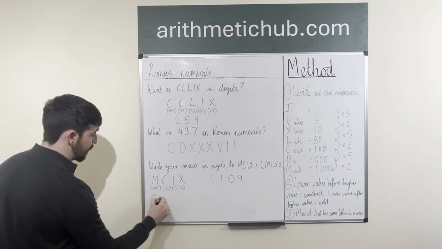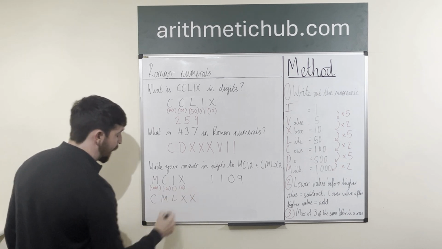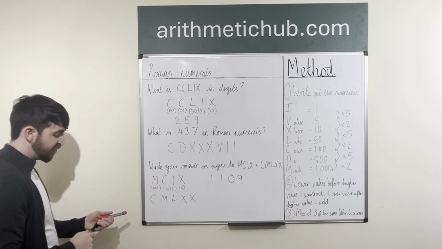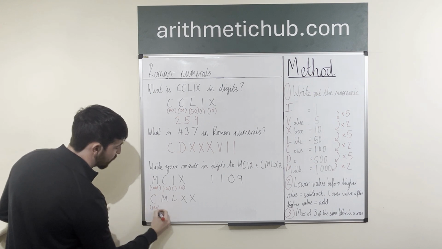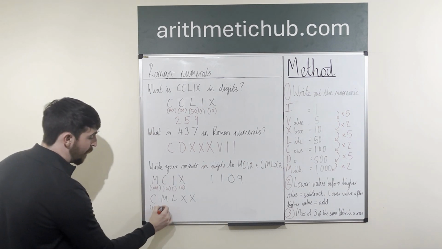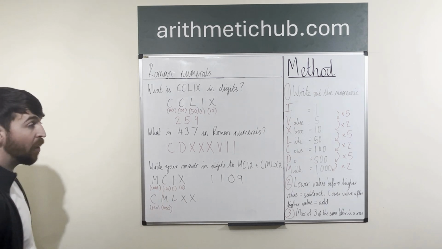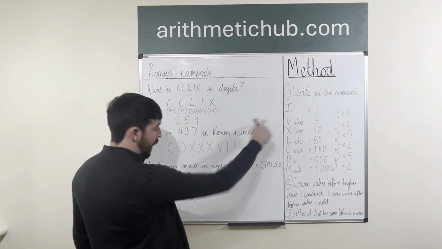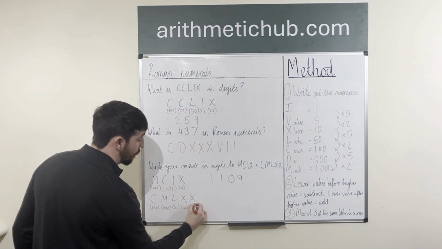Now let's work out what the next one is. CMLXX. So we've got a C first. I know a C is worth 100. But my M comes after it, and that's 1,000, isn't it? Then I've got L, which is 50. X, which is 10. And X again, which is another 10.